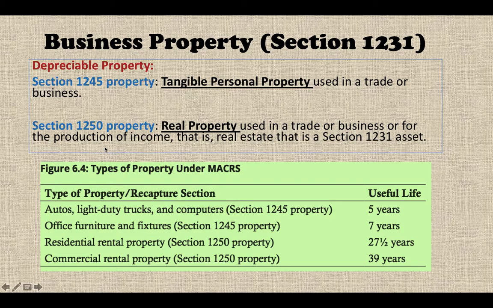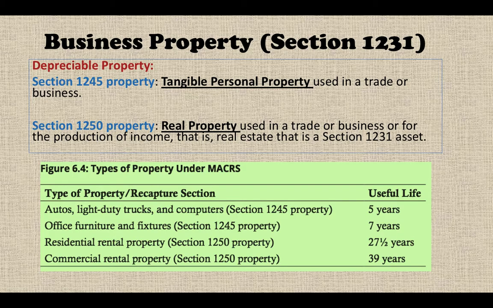Then Section 1250 property is real property used in the trade or business for the production of income. That is real estate. That is a Section 1231 asset.